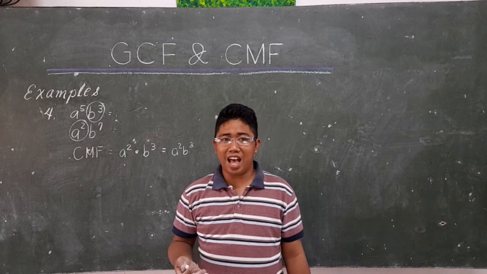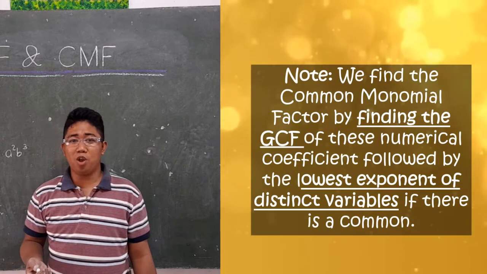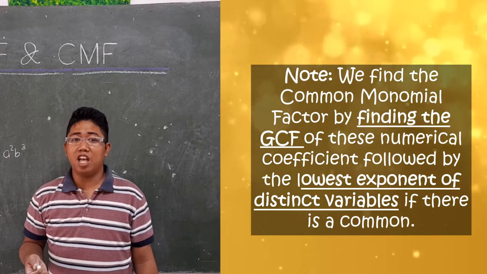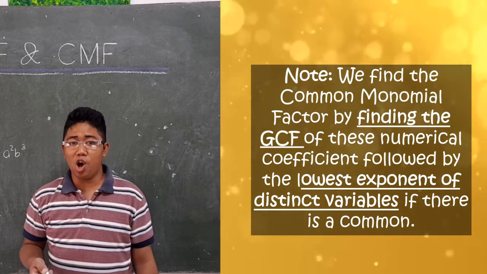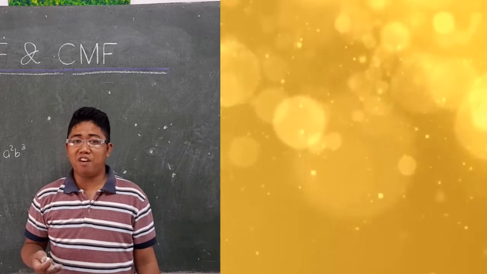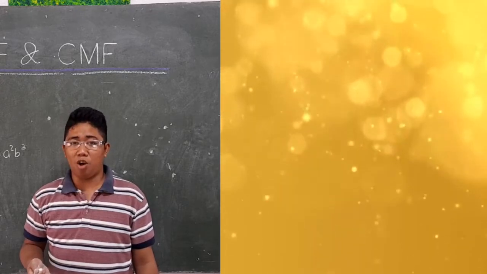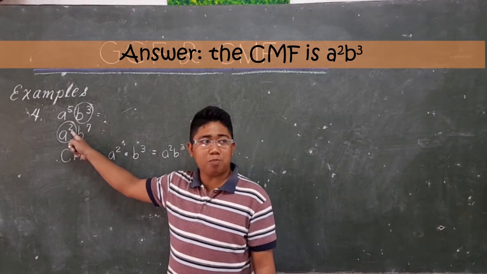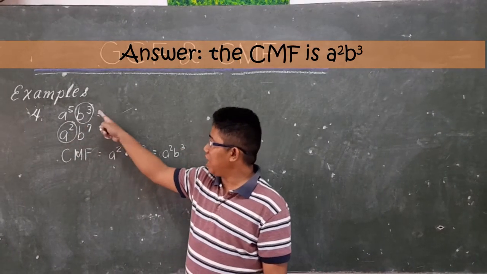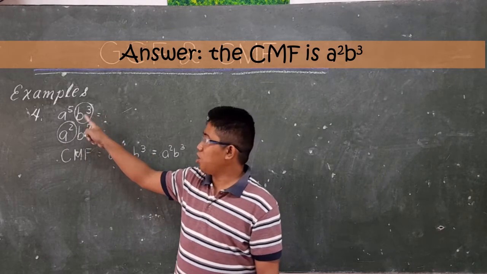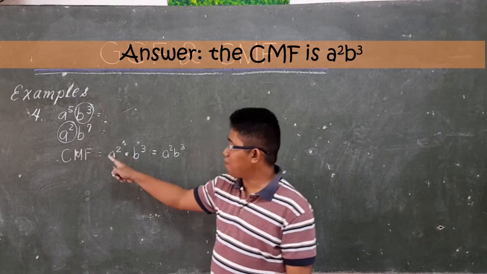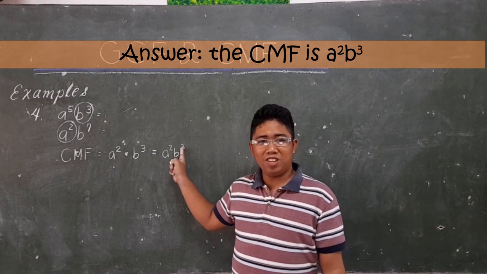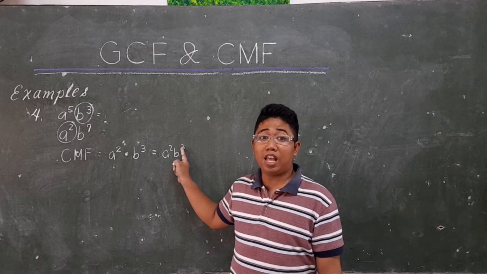So we discovered that we're finding the common monomial factor by finding the GCF of the numerical coefficient, and by getting the lowest exponent of the variables if there is a common one. Since we compare 5 and 2, the lowest exponent is 2. And we compare 3 and 7, we get the lowest exponent 3. So all the coefficients are expressed into prime numbers as a product, so a squared and b cubed, it becomes a squared b cubed. So it is very easy to use the shortcut method.